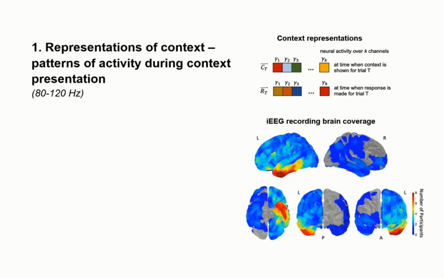First, to understand the neural mechanisms, we identified representations of context. These representations simply refer to a vector of values for the mean 80 to 120 Hz band power in 100 millisecond windows across all recording electrodes, shown by the schematic on the top right.